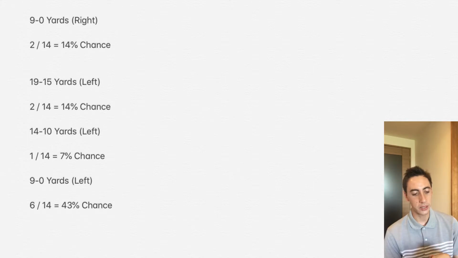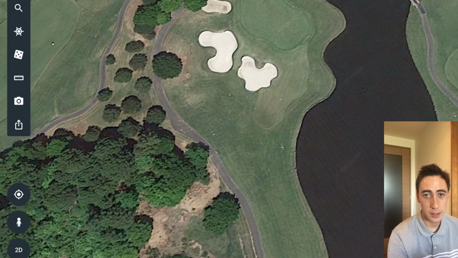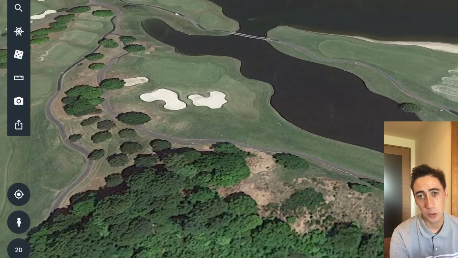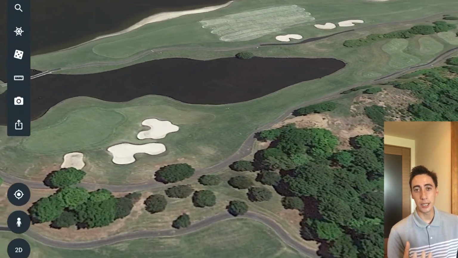And then the bulk of our misses is anywhere from 9 to 0 yards left. We have a 43% chance to basically miss that. So what I'm probably going to do with this player is, because if we aim at the pin, we basically have a 3 out of 14% chance of going in the water. That actually breaks something that I call the 80% rule.